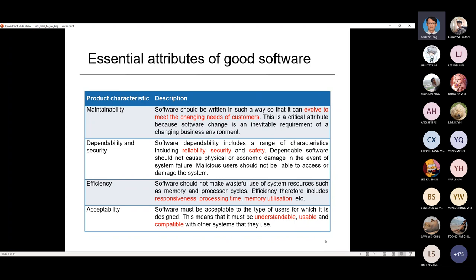Acceptability: how are you going to know whether your user is going to accept your system or not? You must make sure your customer understands your system, and your system should be useful, and your system should be compatible with other systems as well. This is what we call acceptability. So remember about this, this is what I would like to remind you early.